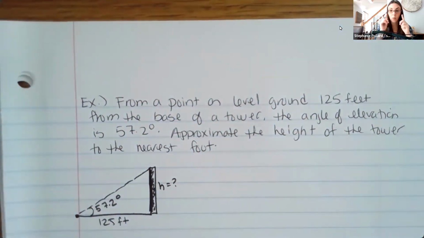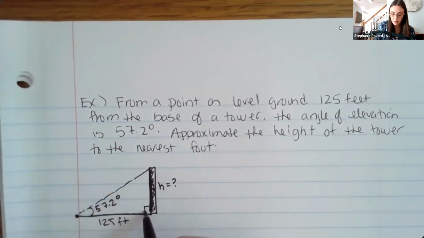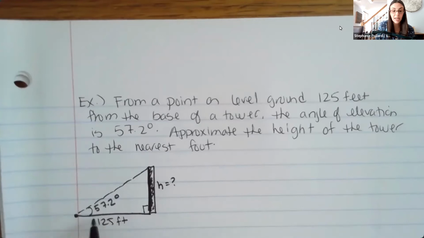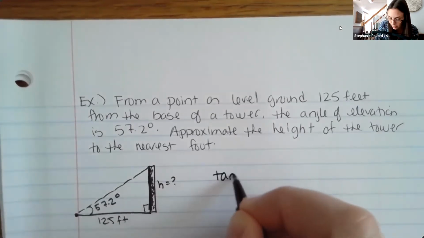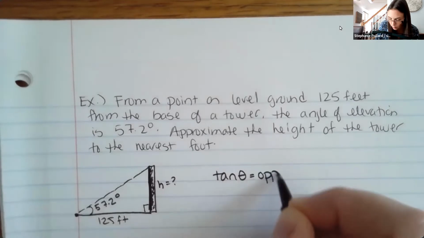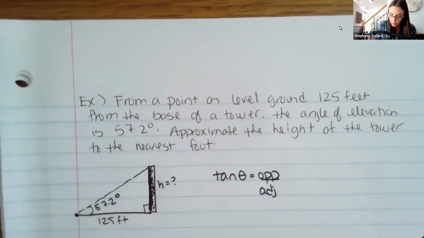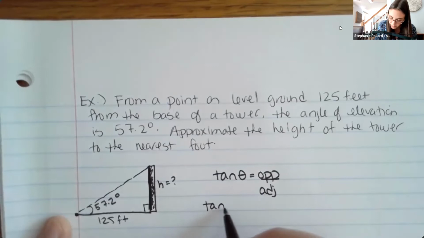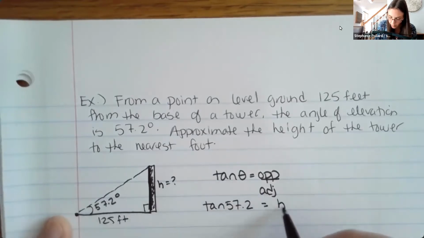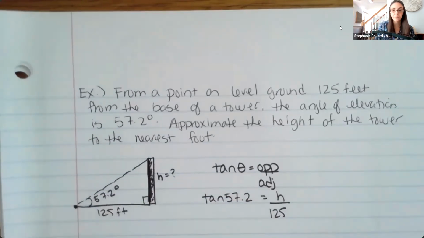What I could do here is think about, well, what do I know? I know an angle. I don't know the hypotenuse. This would be a right triangle. I know the value that's adjacent, and I need the value that's opposite. So I think about opposite and adjacent. Hopefully your brain is going to tangent there. Tangent of theta is equal to opposite over adjacent. So the tangent of 57.2 degrees is equal to whatever the opposite value is over the 125.